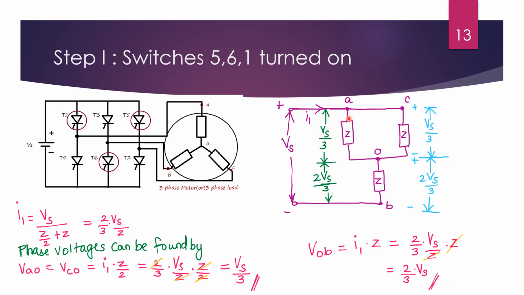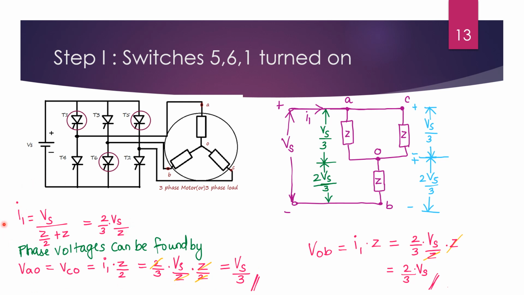And the voltage across each particular load or phase: for A to neutral, it is Vs by 3, and C to neutral, which is represented as O, is Vs by 3. Likewise, the voltage across neutral to B is 2 Vs by 3. This is obtained by this.